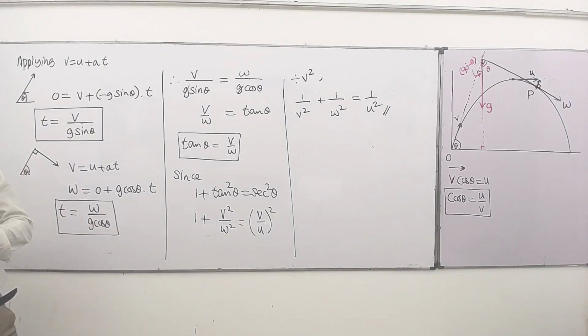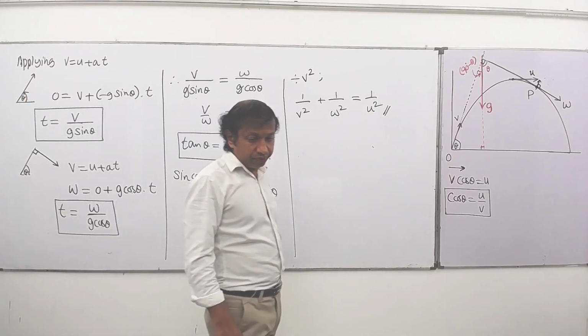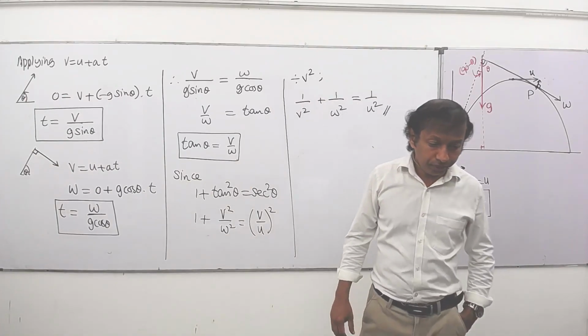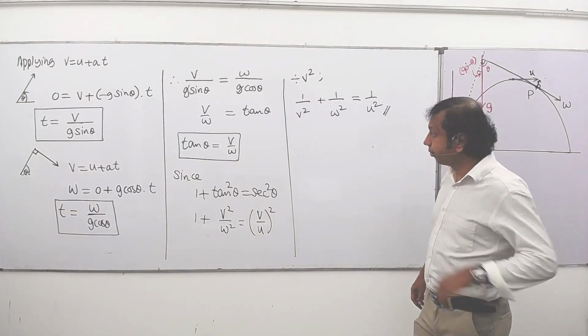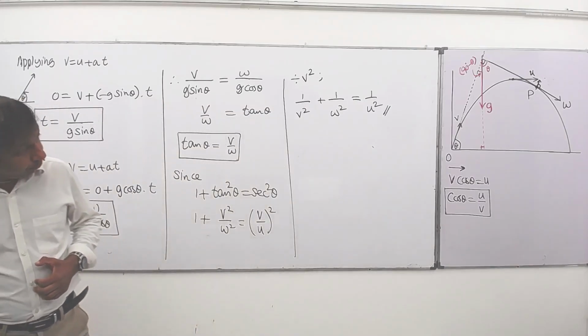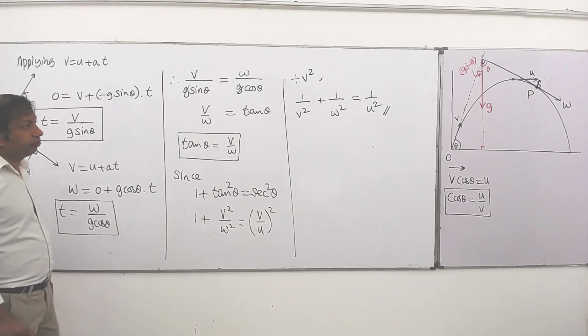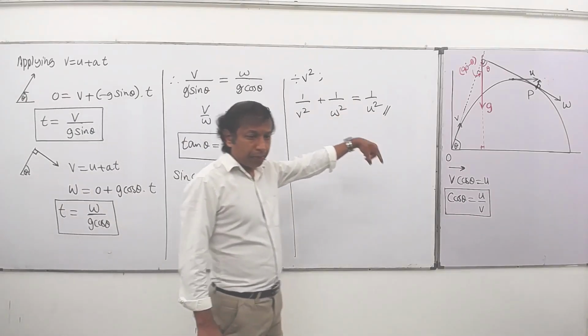Okay, the next part, VT graph. VT graph, right? Velocity time graph. Yeah, there you are given this way. Shall I erase this?